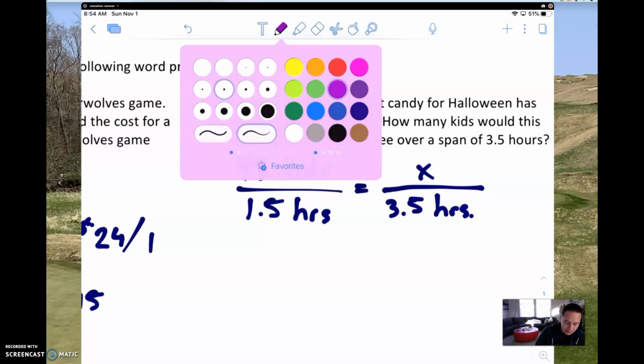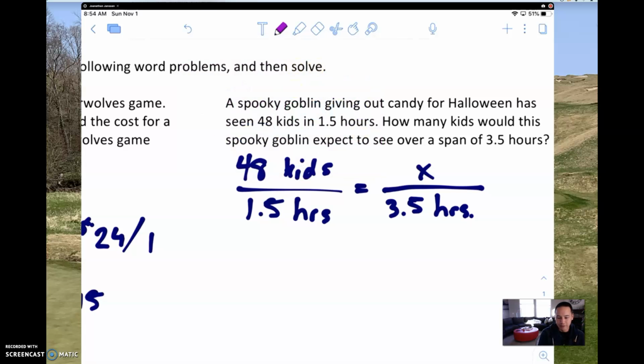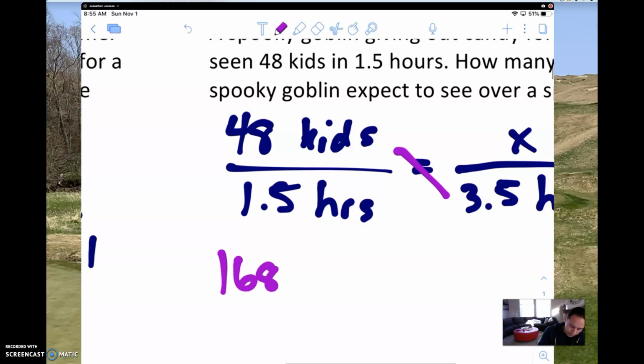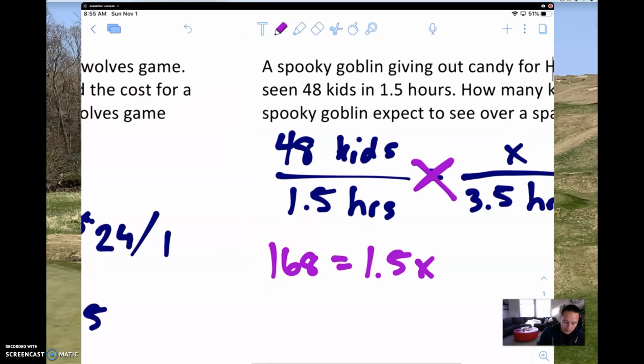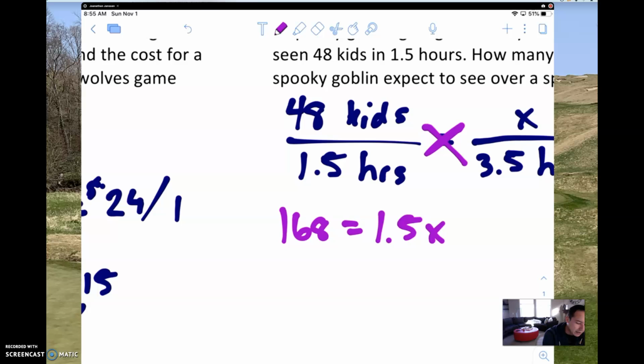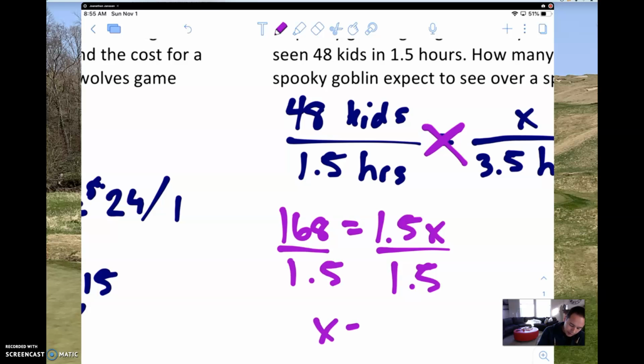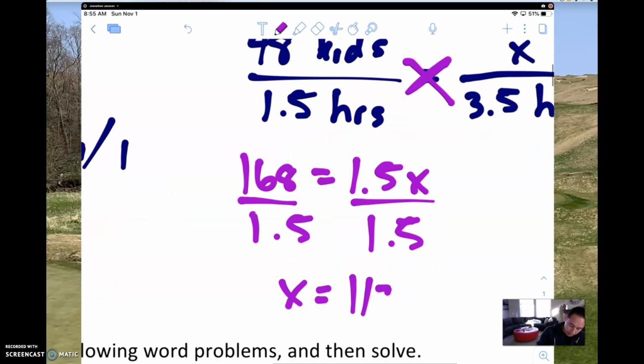In order to solve this, we can just do our favorite cross multiplying. So we're going to start with 48 times 3.5. 48 times 3.5 gives us 168. Then we put equals, and then we cross multiply the other way, 1.5x. To solve this, we're just going to divide by 1.5, and we end up with x equals 112 kids.